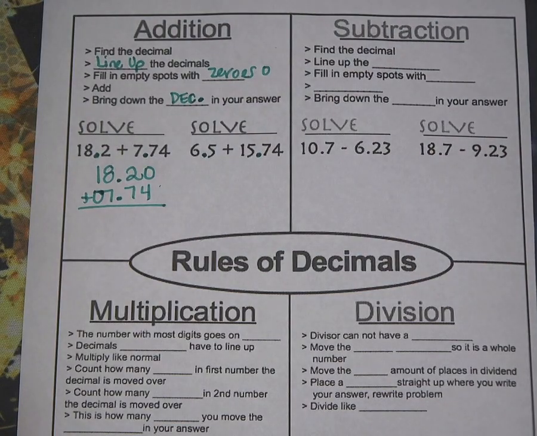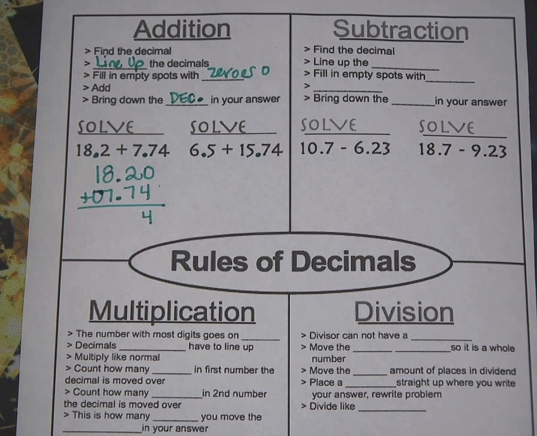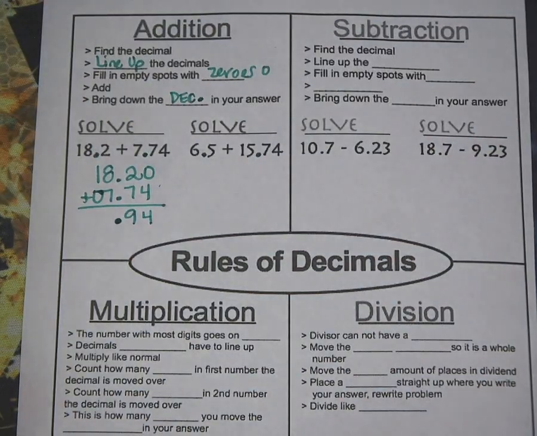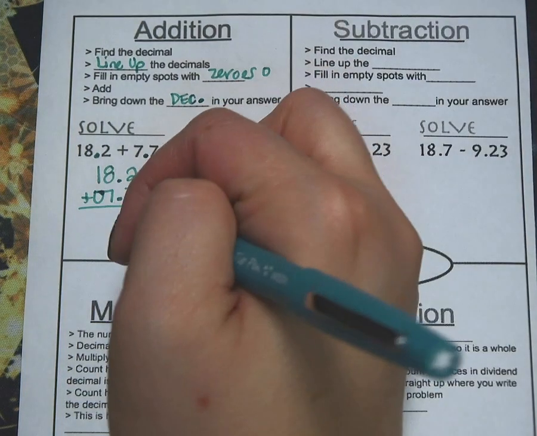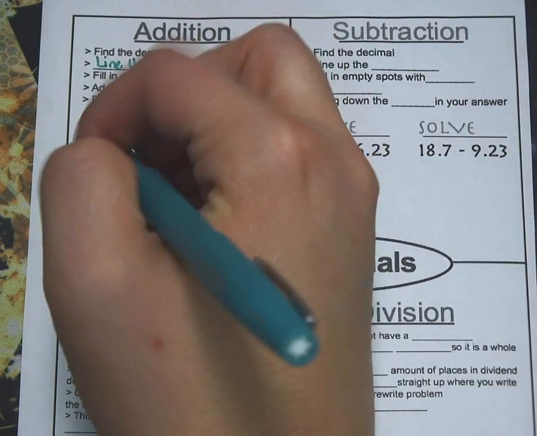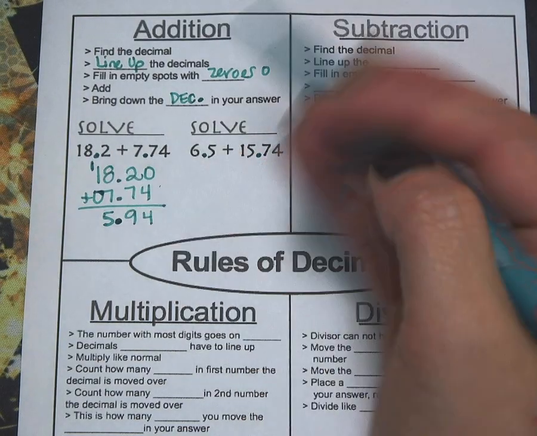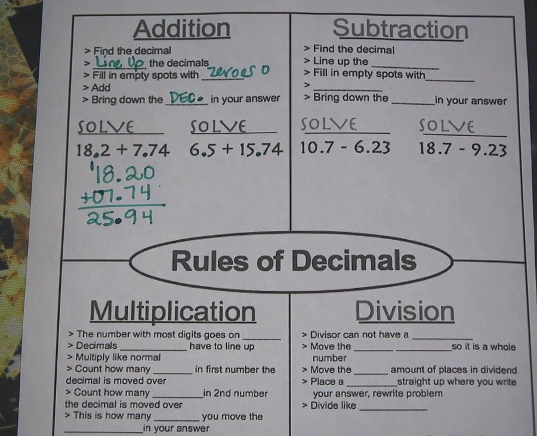So what's 0 plus 4? 4. Good. What's 2 plus 7? 9. Good. We're going to bring our decimal straight down. Big, bold decimal. What's 8 plus 7? 15. Okay, carry the 1. And then what's 1 plus 1? 2. So our answer is 25.94. Any questions about that one? Okay, solve the next one on your own.